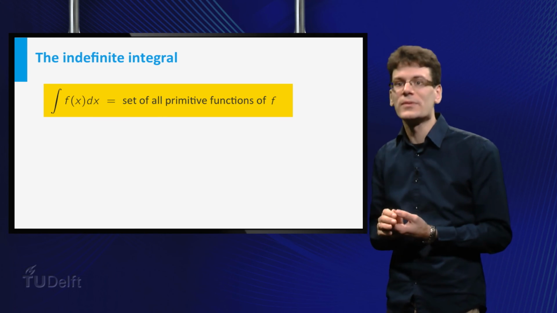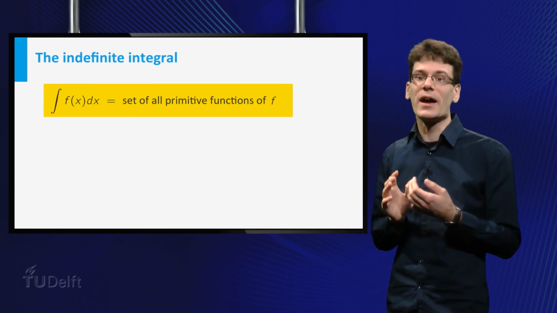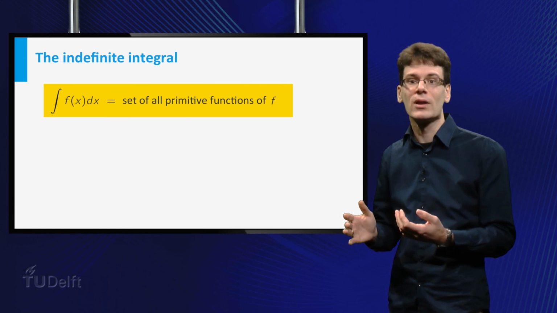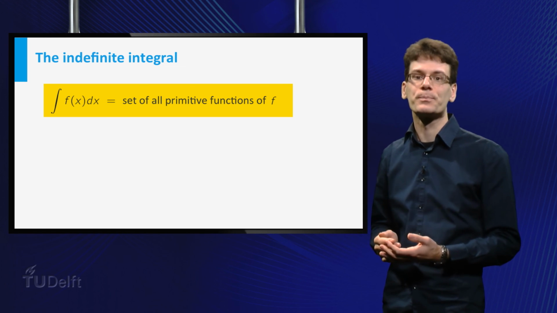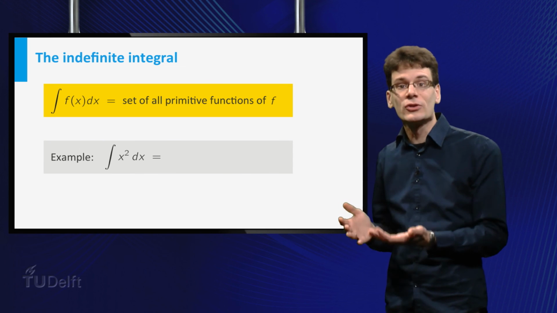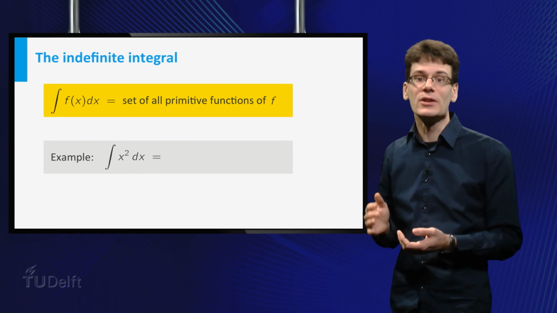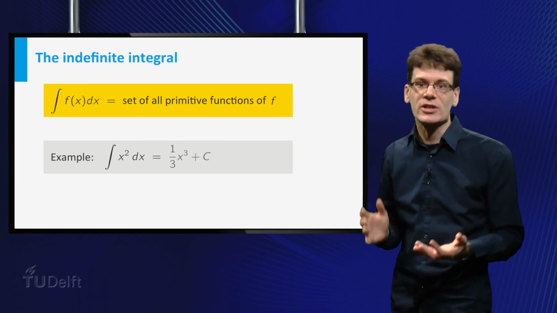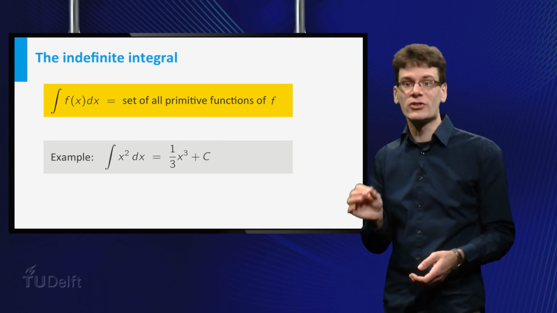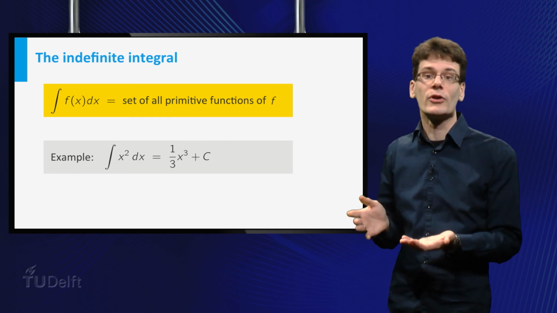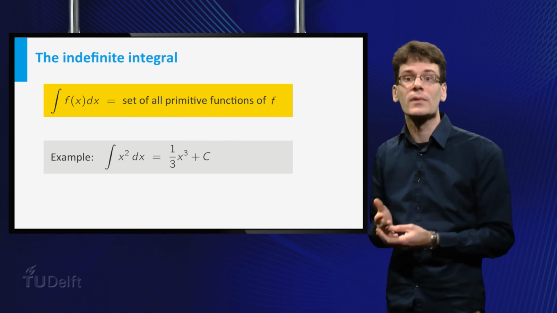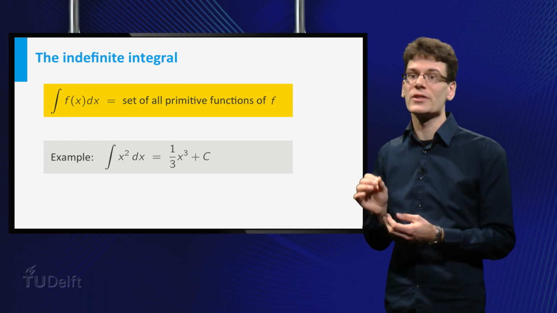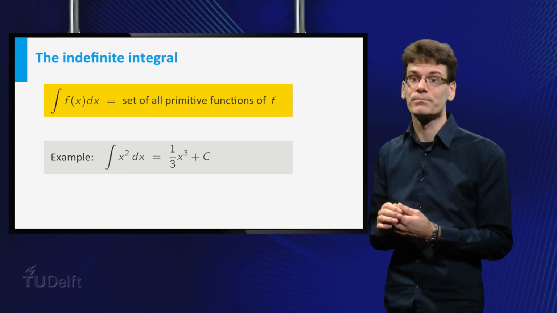The set of all primitive functions is often denoted by an integral without boundaries, integral of f(x) dx. We call this an indefinite integral. For example, the integral x squared dx denotes the set of all primitive functions of x squared. To make this set explicit, we write one primitive function, for example, 1/3 times x cubed, plus c to indicate all the others. Don't forget the plus c, otherwise you only have one primitive function.